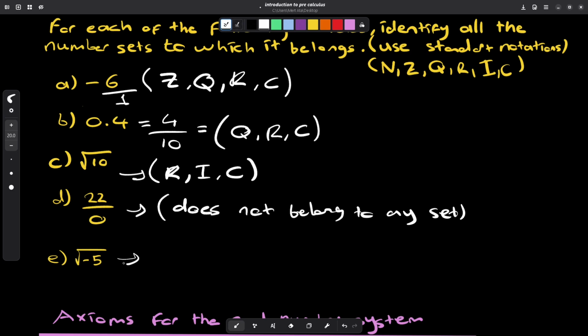Square root of negative 5. We know that we cannot write a negative value inside a square root. If we do, it's not a real number. We can write this as i times root 5, which is a complex number, so therefore root negative 5 is in the set of complex numbers.